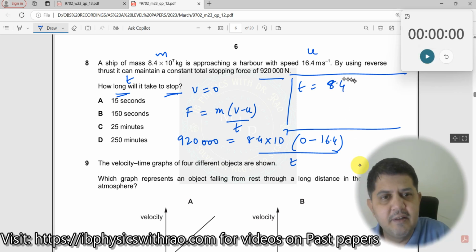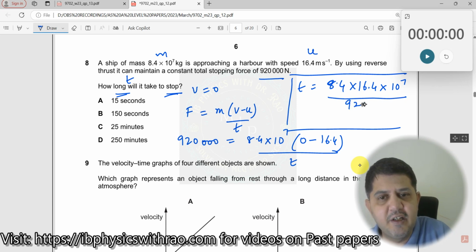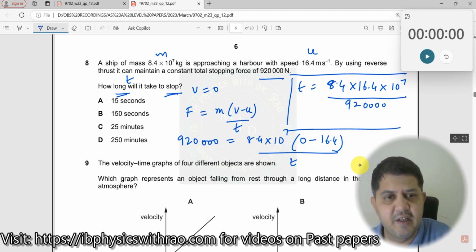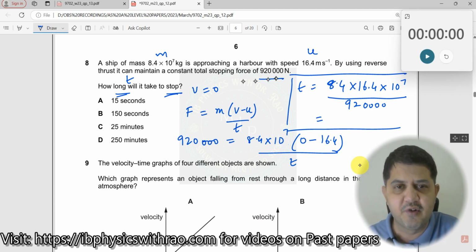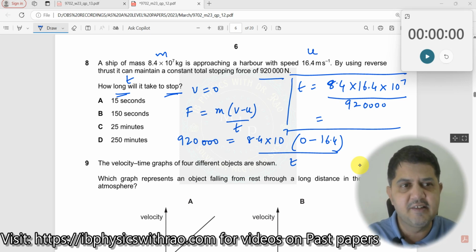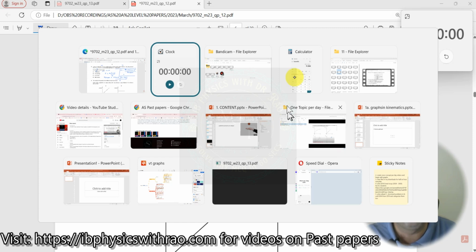8.4 into 16.4 into 10 power 7 divided by 92 4 zeros. In fact, I have missed a negative sign over here, okay, because time is always positive, so I ignore that, and moreover there should be a stopping force, so there should have been a negative here, so those negatives will cancel each other. Now let us calculate what is this value.